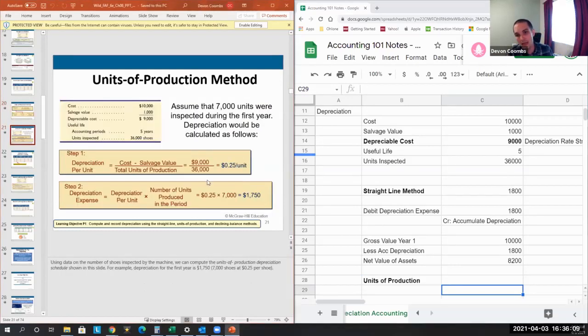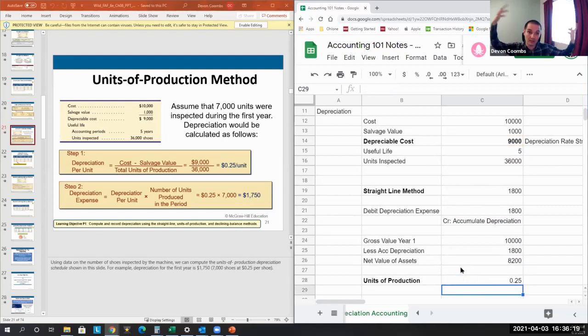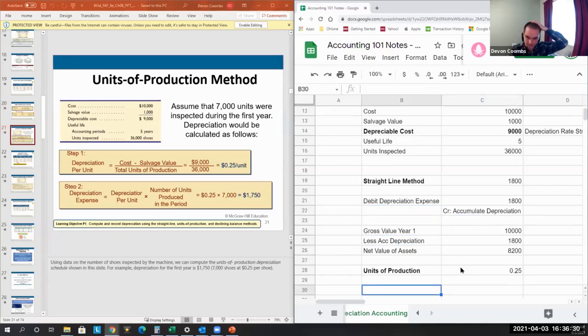And so we have here the cost minus the salvage value is still going to be the 9,000, the depreciable value. But we know that the machine has an expected usability of about 36,000 units. So it's about 25 cents a unit of cost that's associated to each unit. This is separate from the straight line method. It'd be a different election. And then every year we'd have to determine how many units we used and then allocate the units of production method.